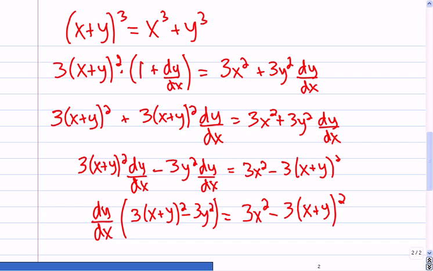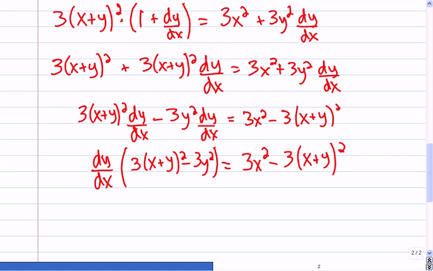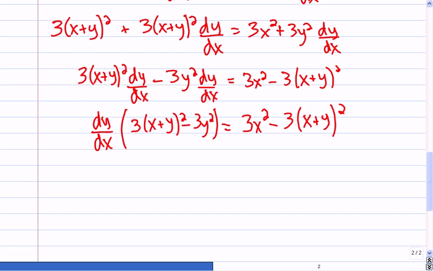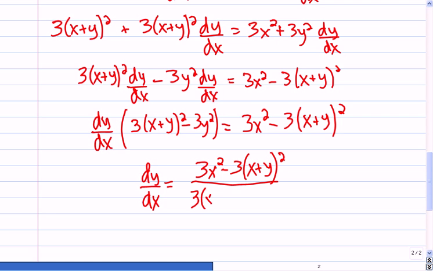So I can divide then and end up with the implicit derivative. So then I'll get dy/dx is (3x squared minus 3(x + y) squared) all over (3(x + y) squared minus 3y squared). So I can see a few things that we may want to try in order to help clean it up a little bit. For example, everybody has a 3, so we could factor that out.